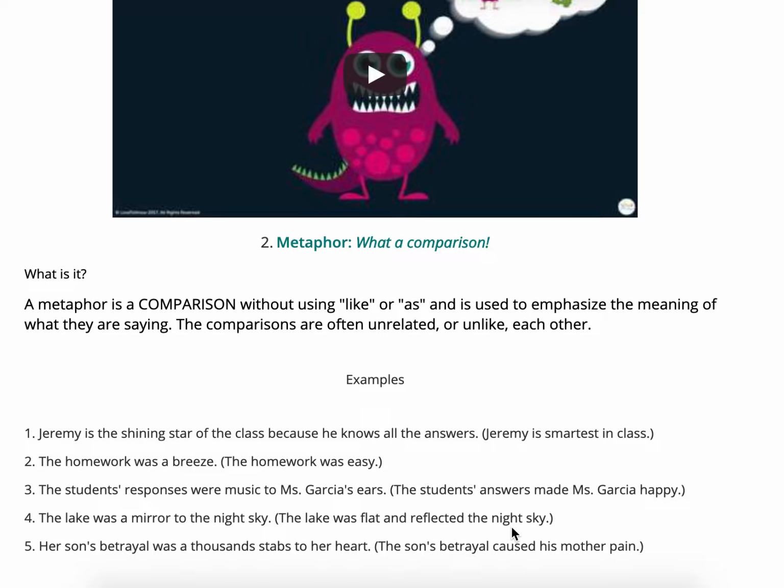And finally, her son's betrayal was 1,000 stabs to her heart. So we could take that to mean the son's betrayal caused his mother pain, like physical pain, because we all know without getting stabbed that it probably hurts, right? So it's comparing the betrayal to that type of pain without using like or as. So just a quick recap. Simile, comparison with like or as. Any other comparisons that do not use like or as, they will be a metaphor. So what a comparison.